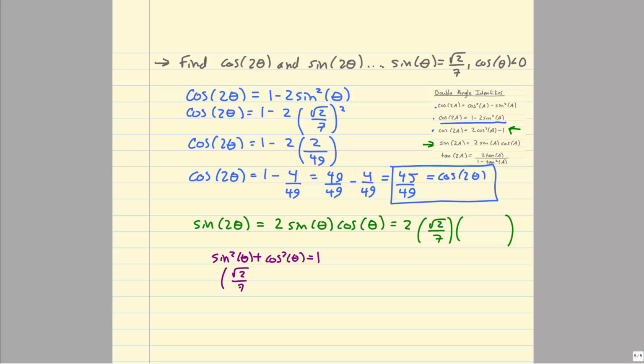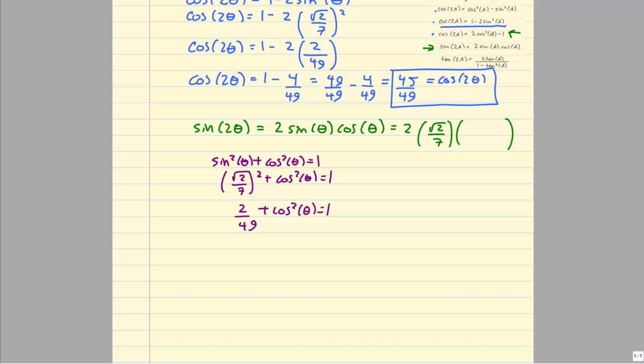So this would be the square root of 2 over 7 squared plus cosine squared equals 1. So I have 2 over 49 plus cosine squared theta equals 1. These are not short problems. So cosine squared theta equals 1 minus 2 over 49. Finding that common denominator would be 49 over 49 minus 2 over 49, which would be 47 over 49.